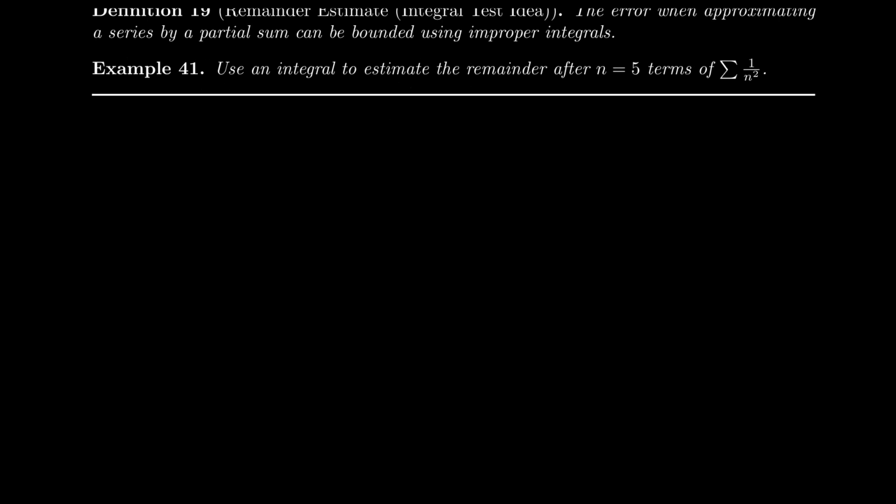Now, there's actually some pretty cool stuff on this that you can do with something called the remainder estimate. It comes from the integral test. And it's the idea of approximating error, of approximating a series by using a partial sum.